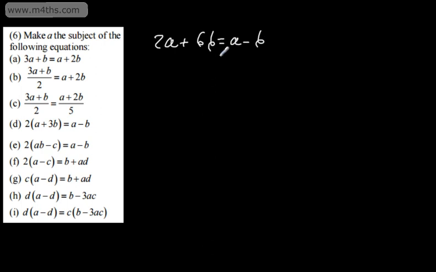So at this stage I want a's on the left hand side, so I'm going to subtract a from both sides. That leaves me 1a, and I'm going to subtract 6b from both sides, and that's going to give me negative 7b. As you can see now, what I'm doing is taking the a to the side where we've got more positive a's. If I subtracted 2a from both sides, I'd end up with negative a, and as I'm trying to make a the subject, that's going to be a bit of hassle.